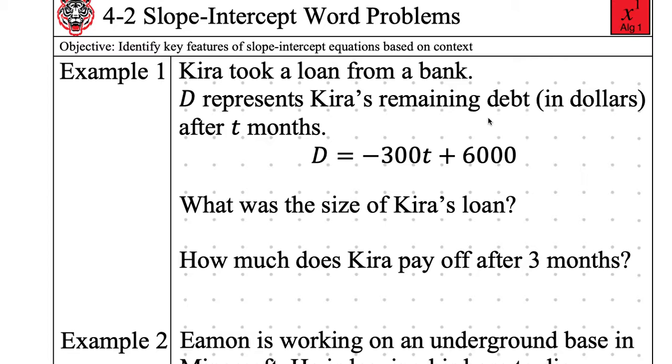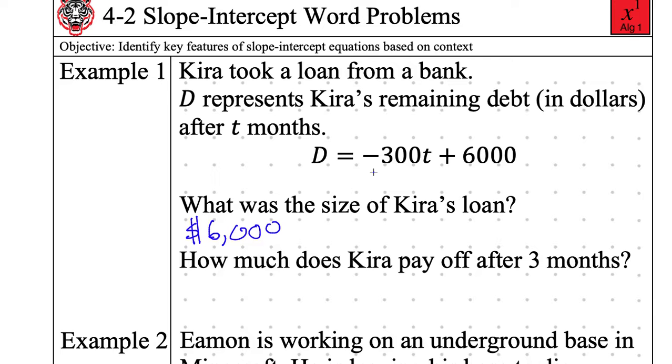You would have D equals negative 300, which is how much money she took each month, and 600, the initial amount of money that was in the bank. 6,000. Yeah, and I think you're thinking of it in positive terms. You need to be thinking of this in terms of debt. So 6,000 was the original debt, and then you're paying off 300 each month. So, what is the size of Kira's loan then, Eamon? It would be 6,000. It is indeed $6,000.